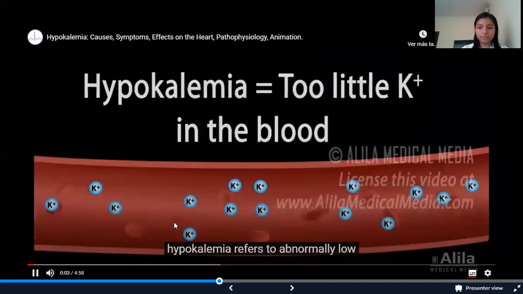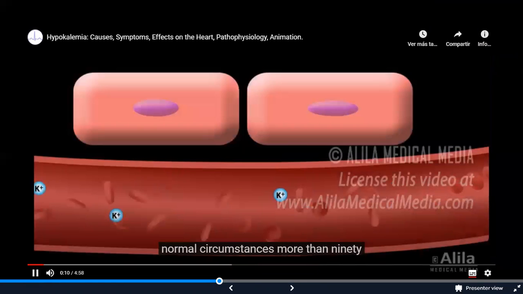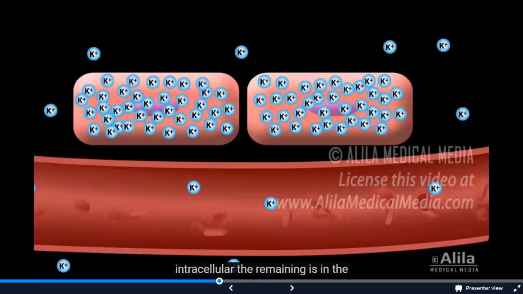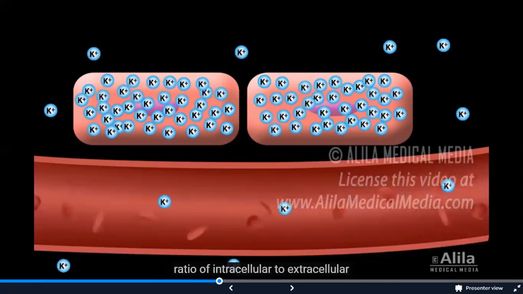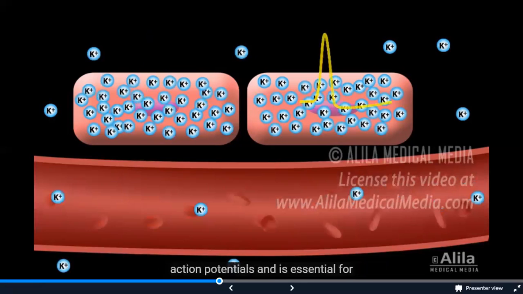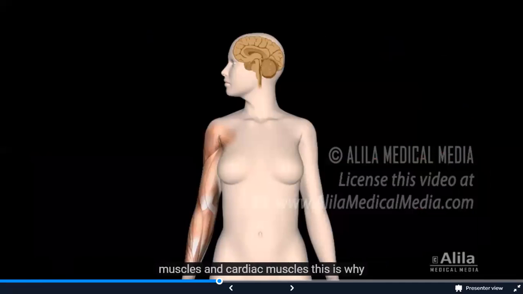Hypokalemia refers to abnormally low levels of potassium in the blood. In normal circumstances, more than 90% of the total body potassium is intracellular. The remaining is in the extracellular fluid and blood plasma. The ratio of intracellular to extracellular potassium is important for generation of action potentials and is essential for normal functions of neurons, skeletal muscles, and cardiac muscles.